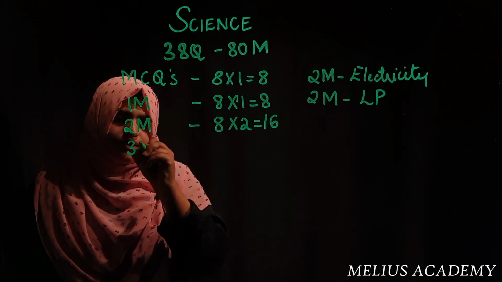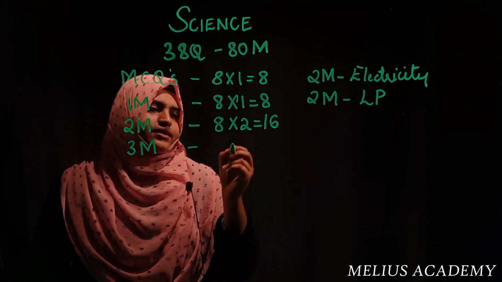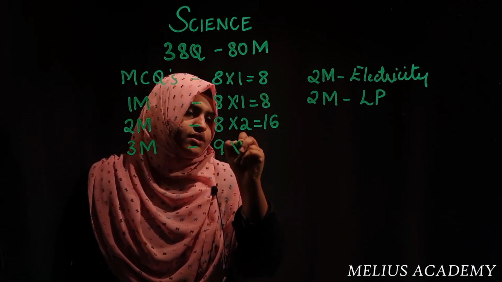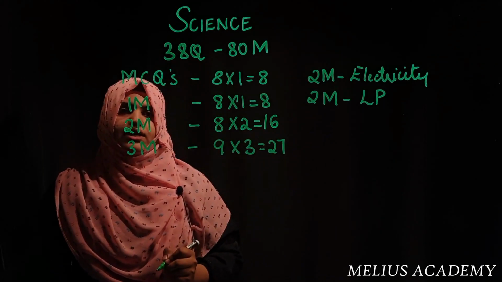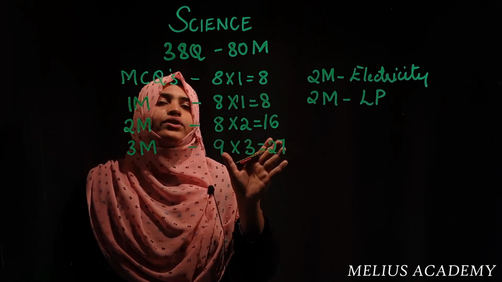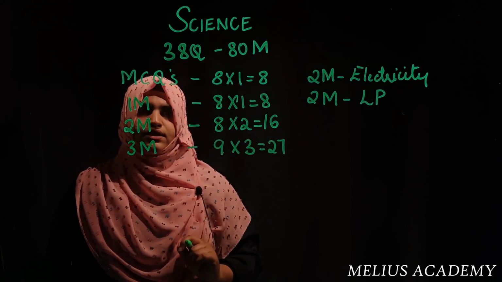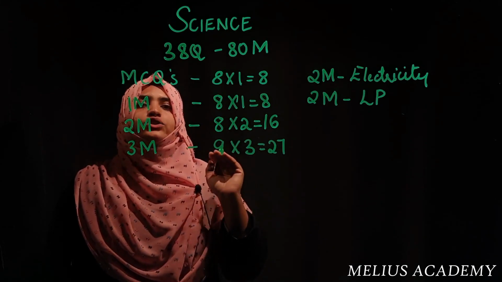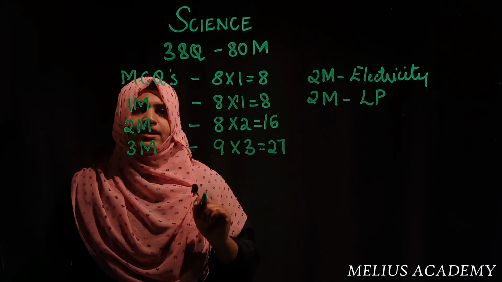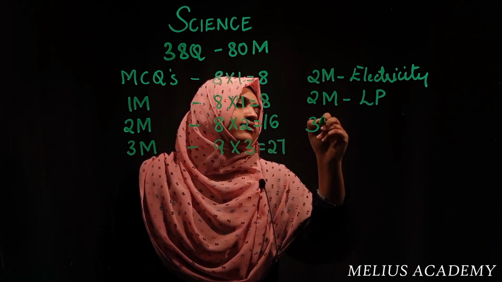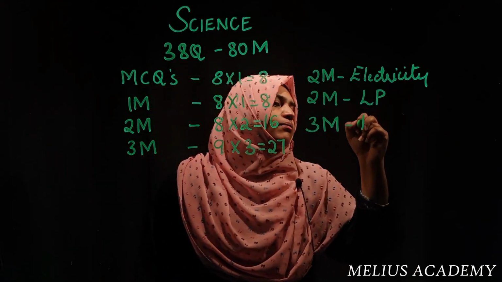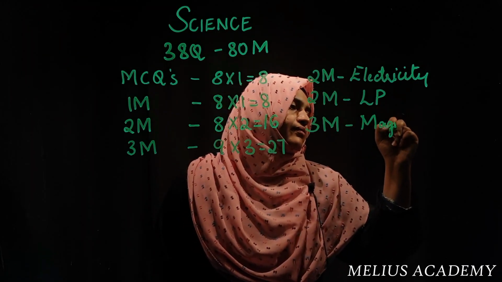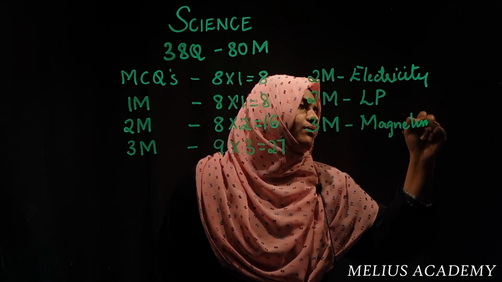Now going to the trickiest part, 3 markers. 9 questions, each carrying 3 marks, will get you 27 marks. Now here you get to score the maximum marks. And this is the trickiest part. So read the question carefully and then answer. A 3 marker, one important question from magnetism and matter.